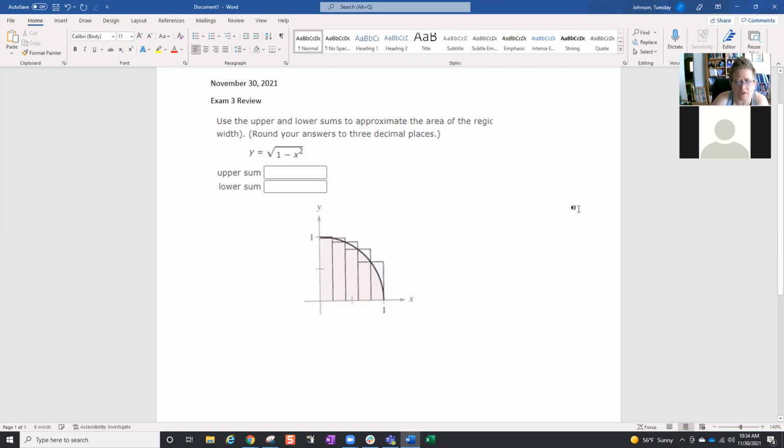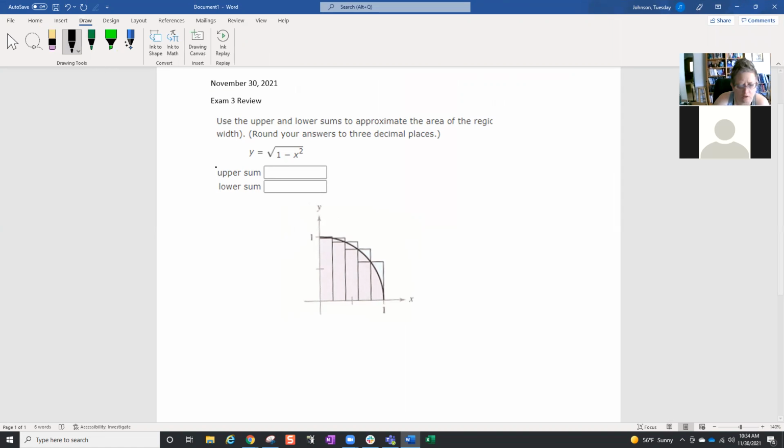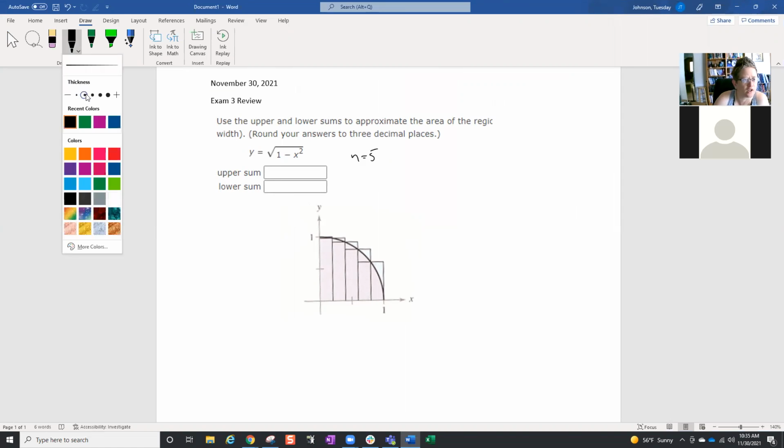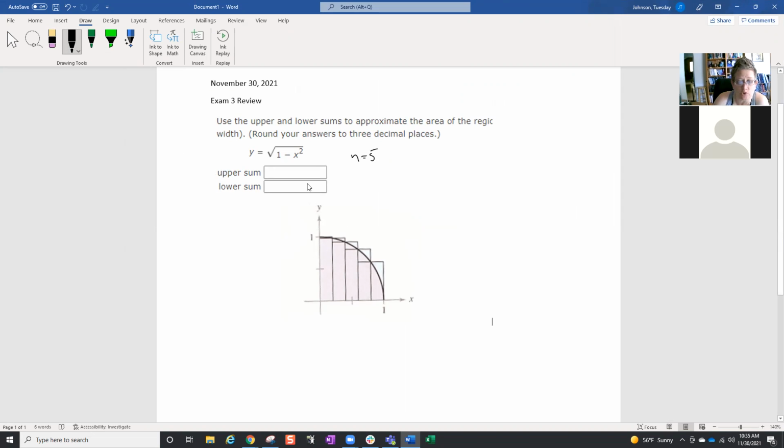So we're going to use upper and lower sums, and we see here that we have 1, 2, 3, 4, 5. So our n value is 5, and I made this really thin yesterday because it was annoying me, but we'll go back to the regular size. All right, so n equals 5. Upper and lower sums. As we look, which one is right and which one is left? I'm going to look at the most obvious.